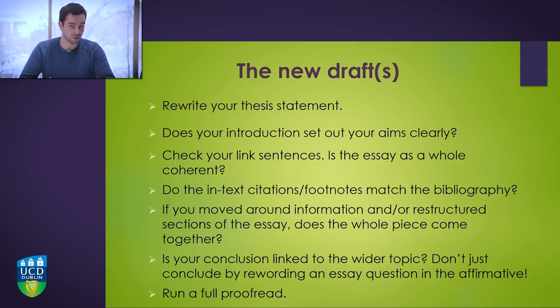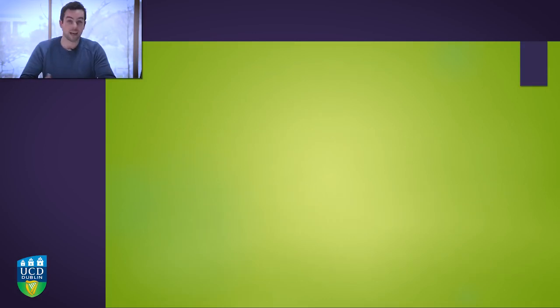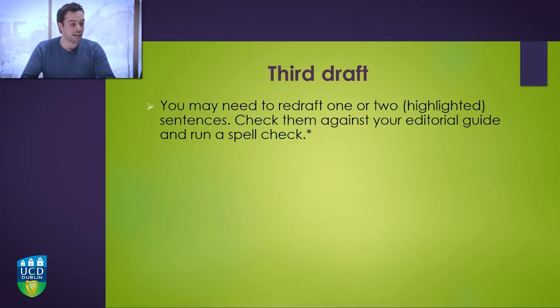And then you run a full proofread. And that's the second draft. The third draft is much shorter than the previous two drafting processes. You may need to redraft one or two highlighted sentences. I mentioned that you should highlight sentences that you're finding particularly difficult during the second draft stage. Just check these sentences against your editorial guide and run a spell check.